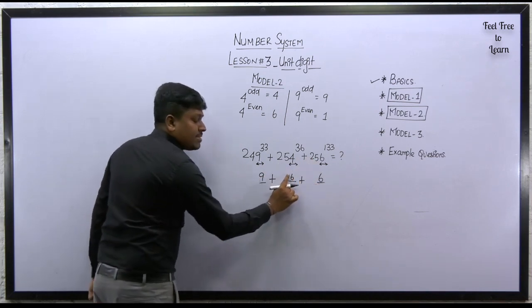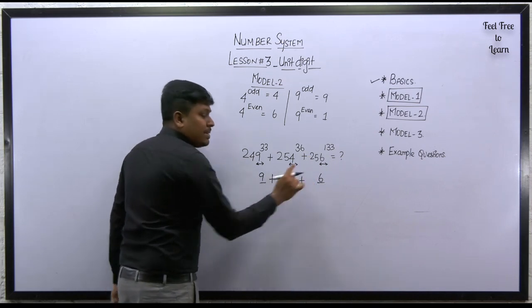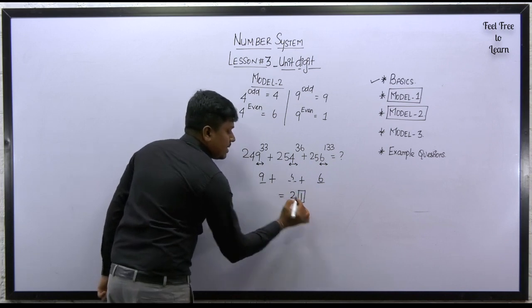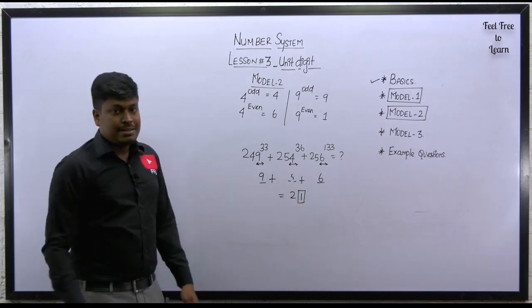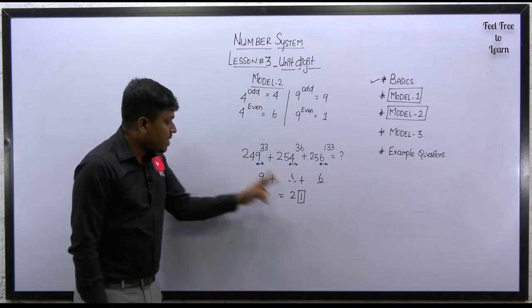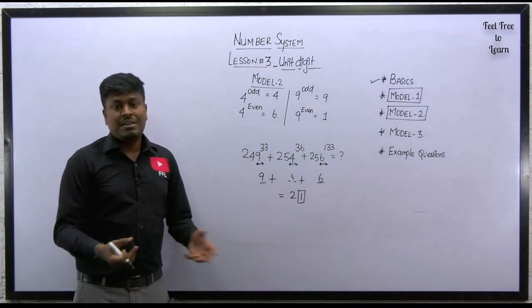So 9 plus 6 will be 15. 15 plus 6 will be 21. So we can say that it is 21. So here the last digit is 1. So finally we can say that the unit digit for this given question will be 1. So friends, understood, right?